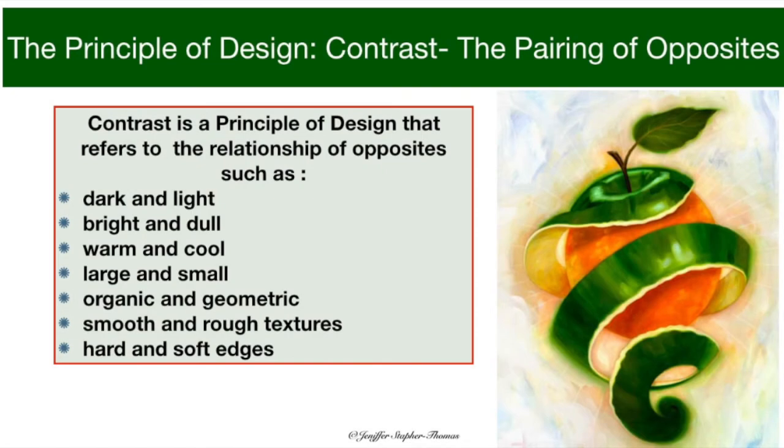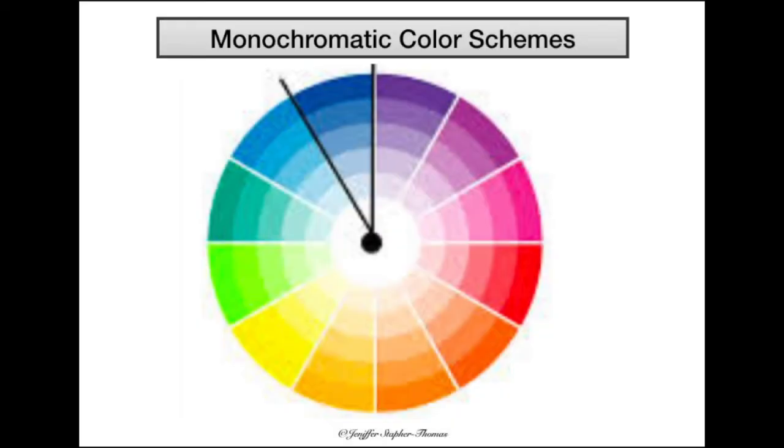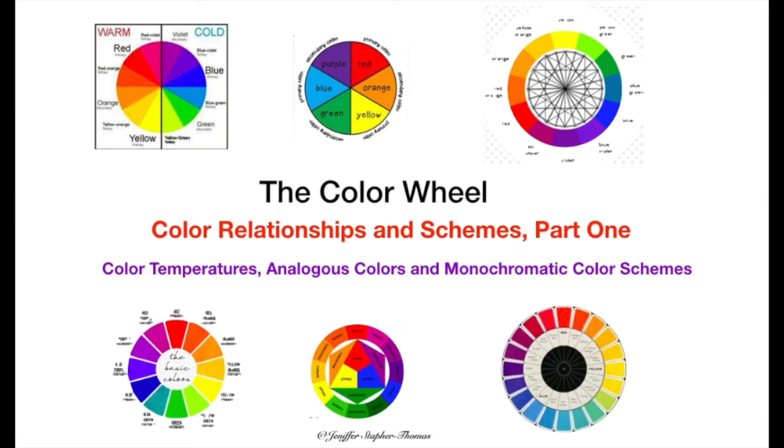We learned about the principle of design of contrast, the pairing of opposites. We learned about analogous colors that are next door to each other on the color wheel. And we learned about monochromatic color schemes and tints and tones and shades. So we learned an awful lot today.